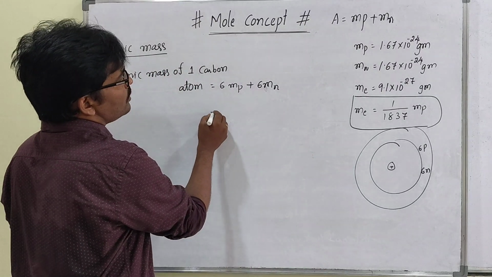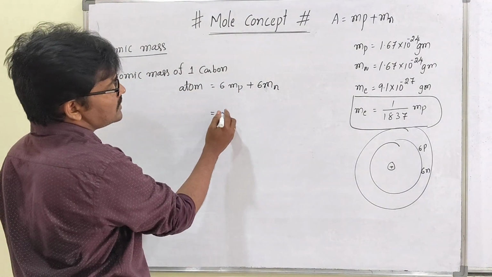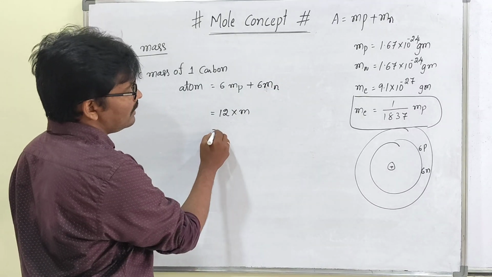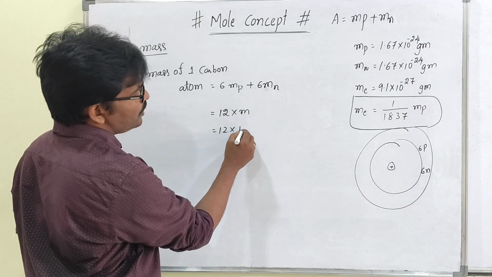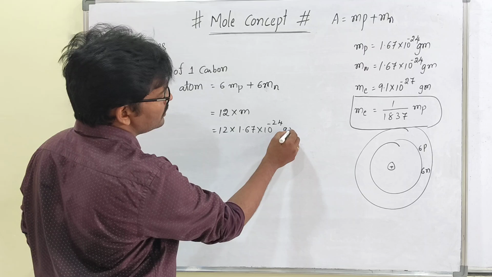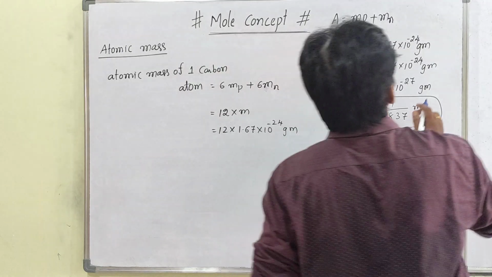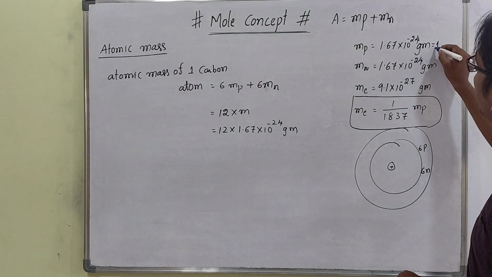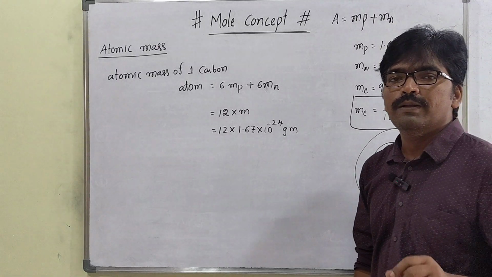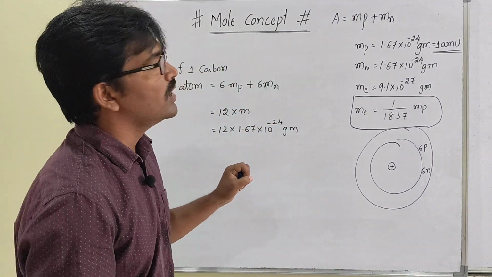So now mass of proton and mass of neutron both are the same values, right? So that's why we are taking 6 plus 6, 12, 12 into mass of that particle. So 12 into 1.67 into 10 to the power of minus 24 grams. Sir, what I told, 1.67 into 10 to the power of minus 24 grams, it is also equal to 1 atomic mass unit. దీన్ని 1 atomic mass unit అంటాం. ఏ వాల్యూని 1.67 into 10 to the power of minus 24 grams 1 atomic mass అంటాం.